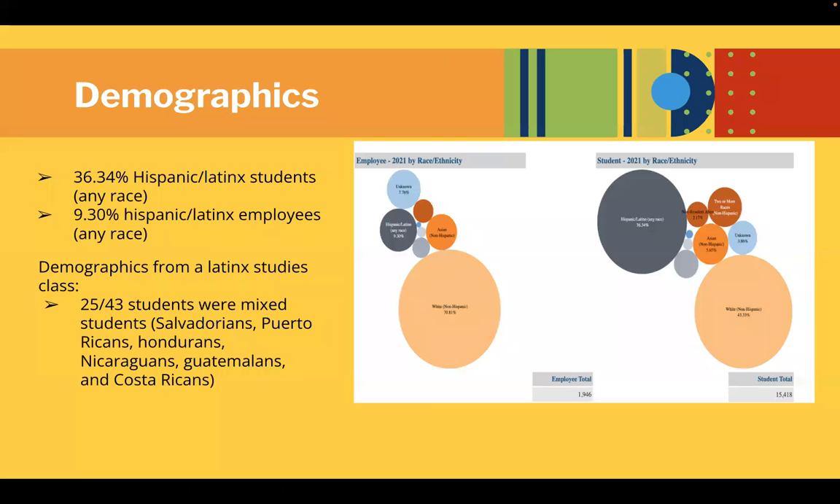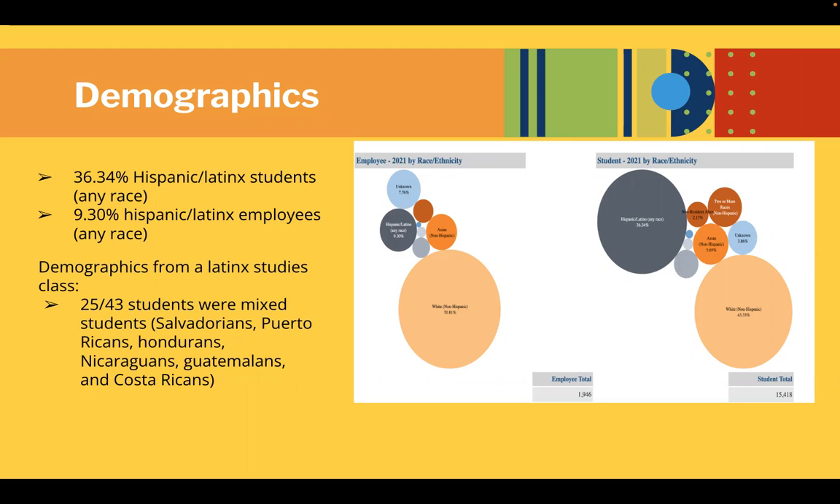The CSU Chico demographics show how diverse our Chico community is. We have 36.34% Hispanic Latinx students of any race. We have 9.30% Hispanic Latinx employees of any race.